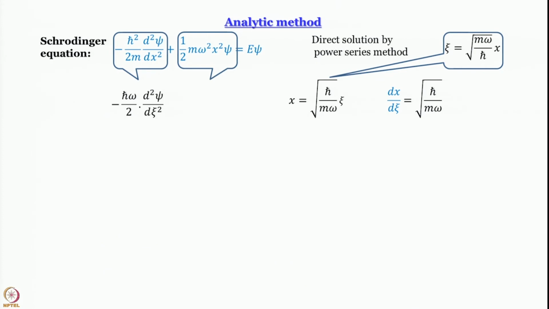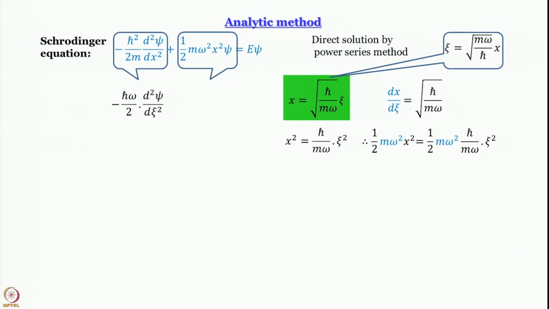Now, let us work out the second term. This is much more straightforward because all we have to do here is that instead of x square we have to write the term in xi square and that is very easy. Square of it, what will it be? x square is equal to h cross by m omega multiplied by xi square. It is as simple as that. This is what we will use, x square equal to h cross by m omega xi square.